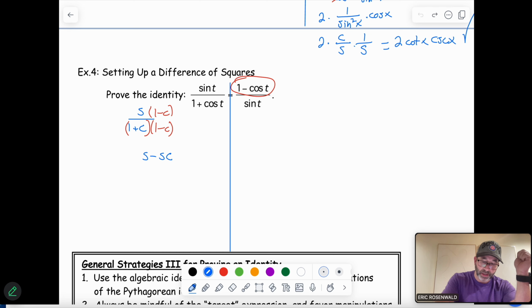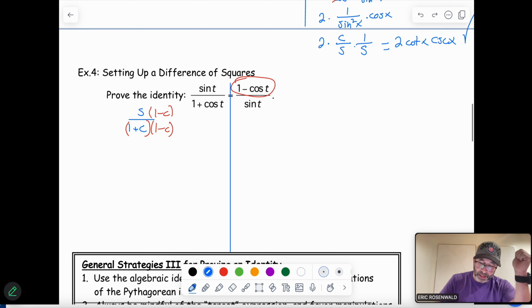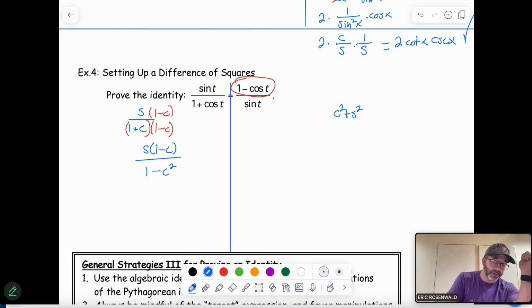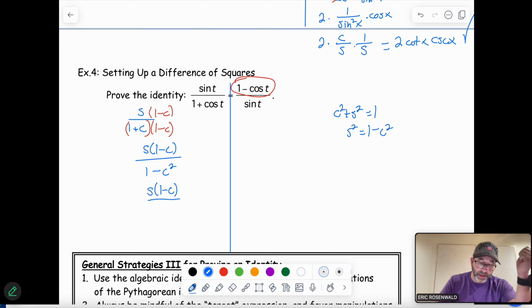And what ends up happening is we have on the top an s minus an sc. Okay, actually, hang on, I'm not going to do that. Sorry, I meant to do just s times 1 minus c. And on the bottom, we end up with a 1 minus c squared when I multiply that denominator out. Well, believe it or not, this is one of our Pythagorean identities, right? c squared plus s squared is equal to 1. So if I simplify this, we know that s squared is equal to 1 minus c squared. And so if I do a replacement here, we get s times 1 minus c divided by s squared. One of my s's cancels, and we're going to be left with 1 minus c over s, which matches up with what we had on the right side there.